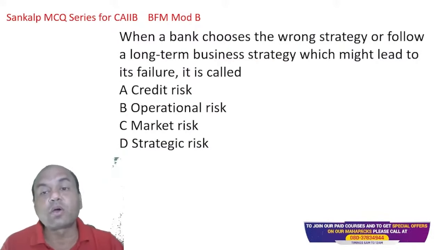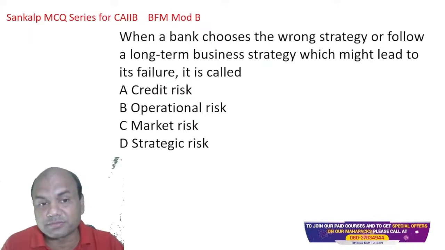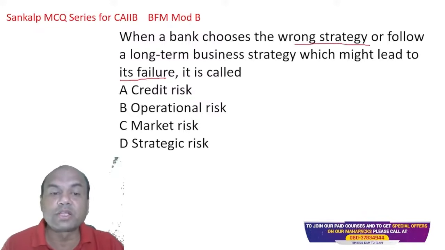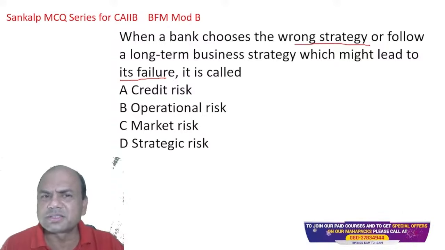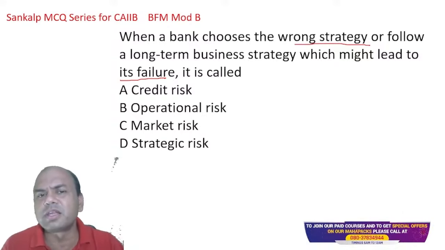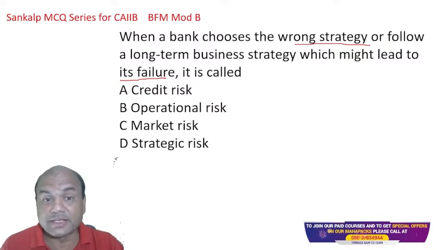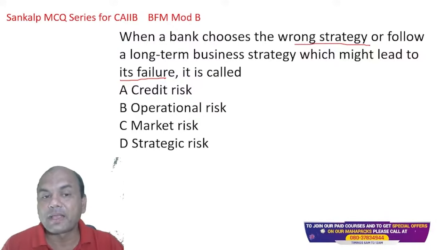When the bank chooses a wrong strategy, or follows a long-term business strategy which might lead to its failure. So wrong strategy for the future, it is known as what? Credit, operational, market or strategic. This is a logical question. This is less related to CIIB, more related to business. But this risk is there in your CIIB. It is called as what? A, B, C or D? Credit, ops, market or strategic, long-term strategy.